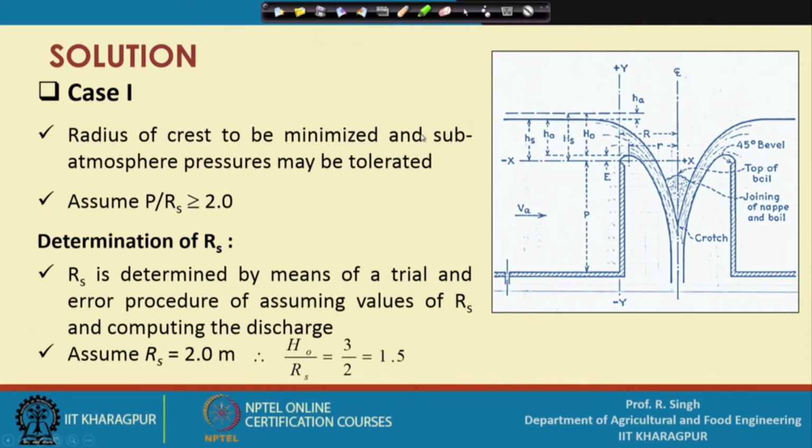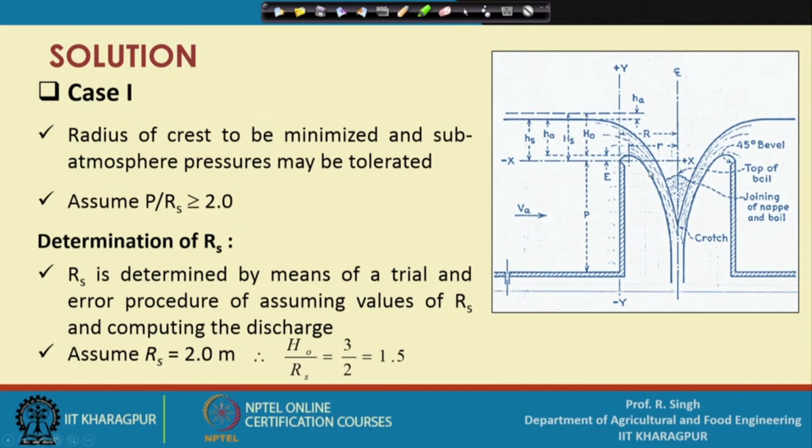Now, first we assume the radius, and based on this the design problem will follow. The radius of the crest to minimize the subatmospheric pressure that may be tolerated. So, assume the P by Rs is greater than or equal to 2. So, now the determination of Rs.